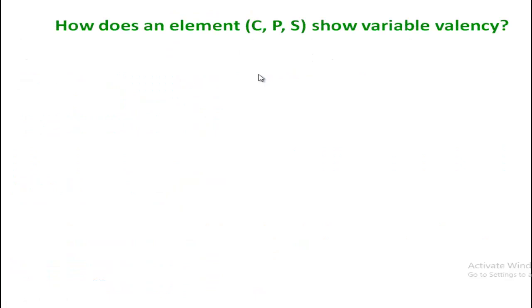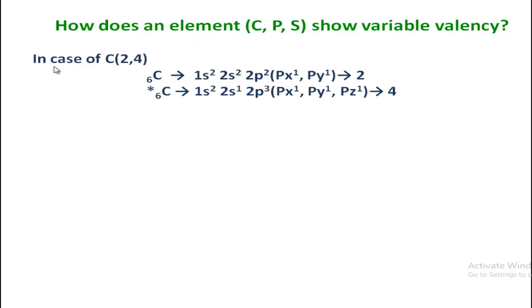Now we will know about the variable valency of different atoms. That means how an element shows variable valency, or the reason for an atom showing variable valencies. Follow the example. In case of carbon, carbon shows 2 different valencies, that is 2 and 4, but why or how?